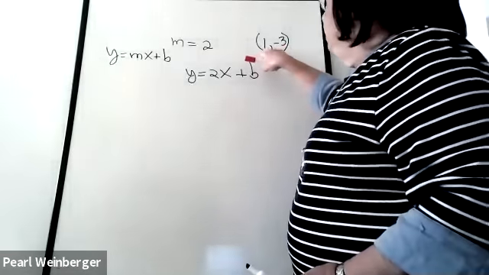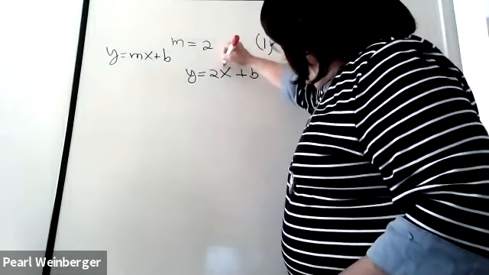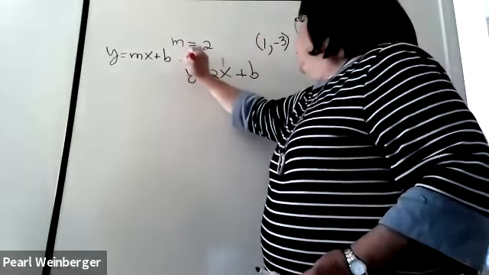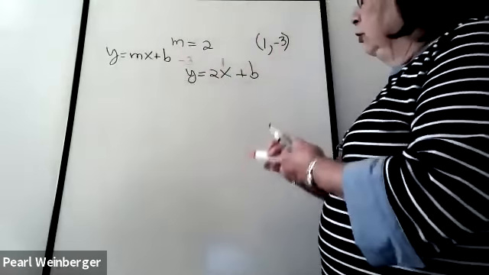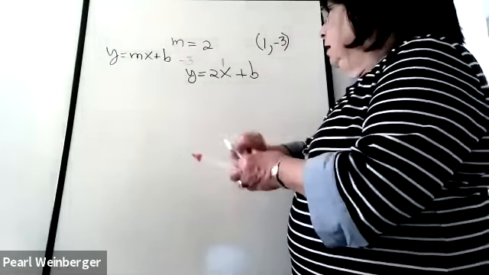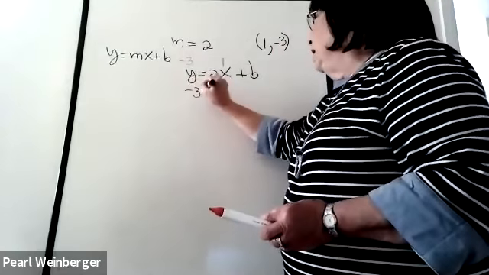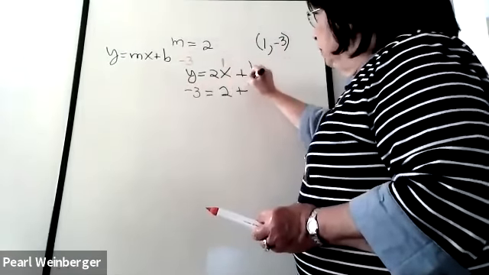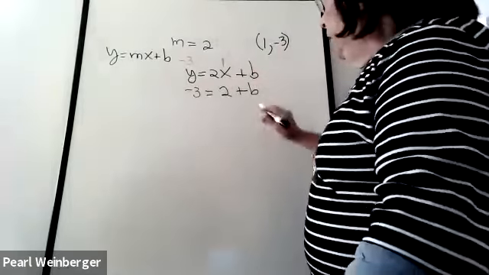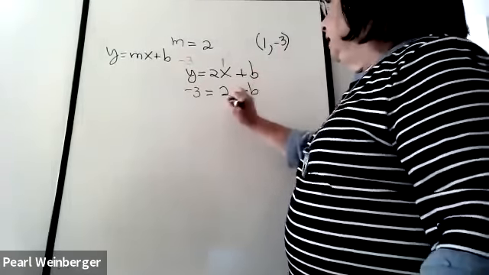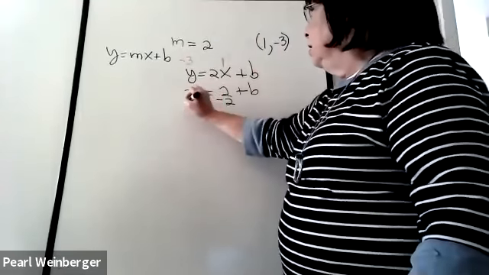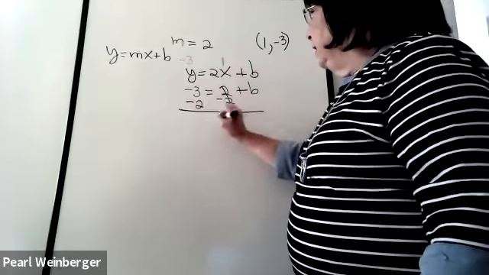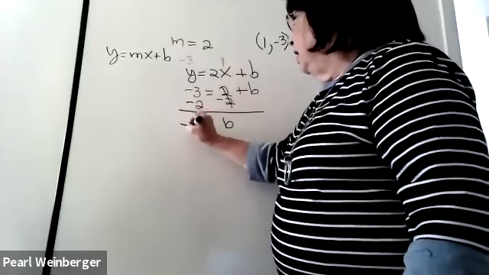That means if I replace the x with 1 and the y with -3, then I'm going to get a true statement. That means -3, that's my y, is going to be 2 times 1, which is 2, plus b. Now remember, I still don't know what the b is, but now I can figure out what the b is by getting the 2 to the other side. So if I do that, it turns out that b equals -5.